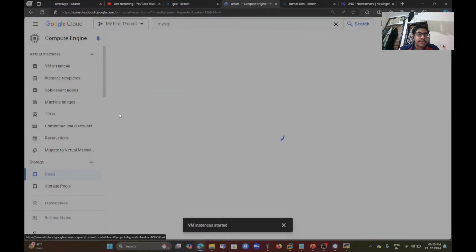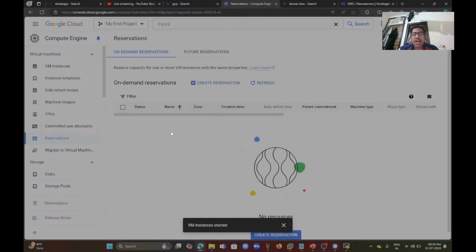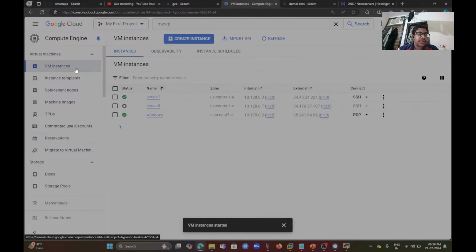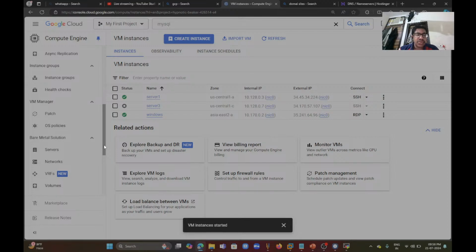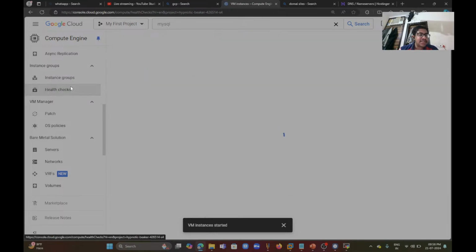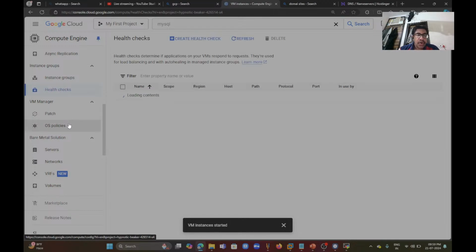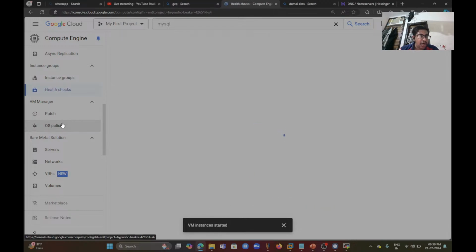Reservations: there are on-demand instances and reserved instances available. Based on the instance we can use it and pay, use and pay. This is the load balancer, the billing, and the set of firewall rules, patch management and checks, health checks and OS policies, servers.